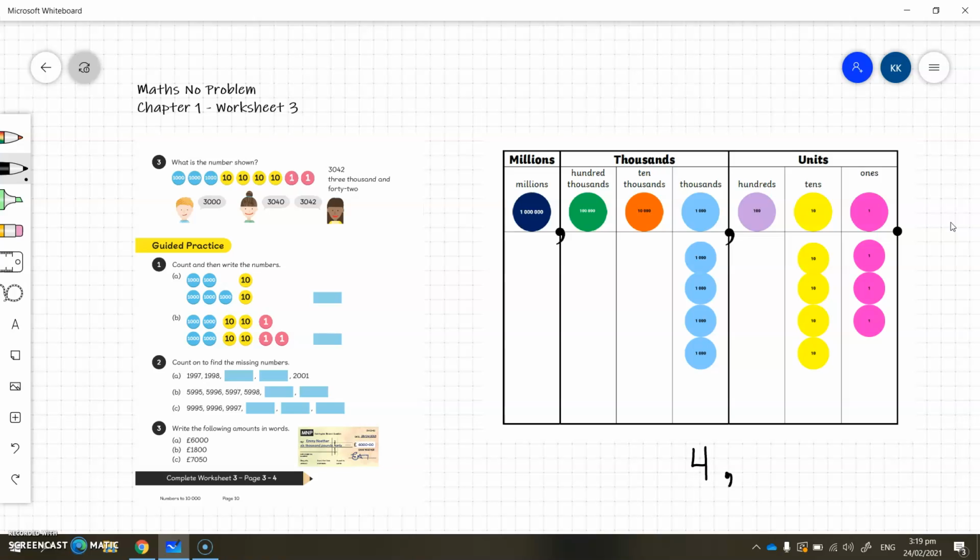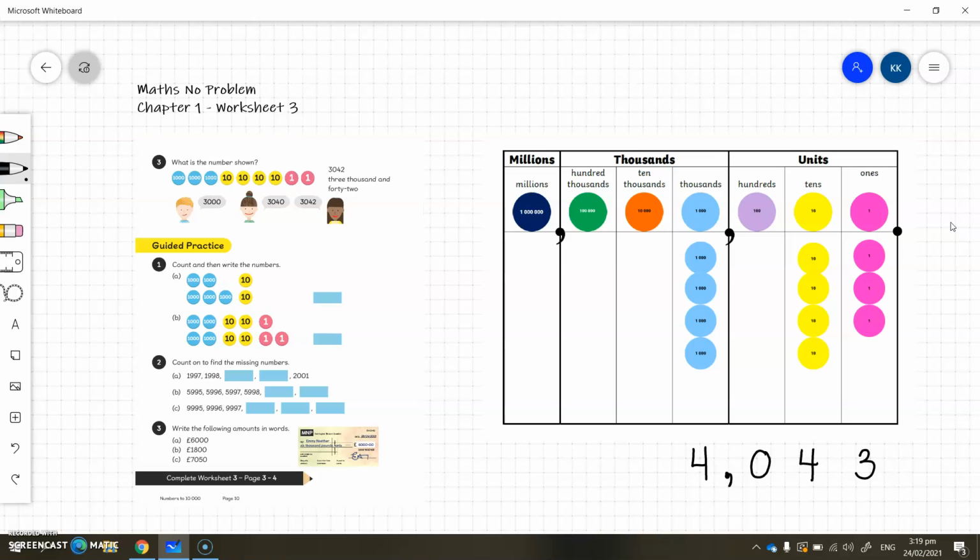I have 0 hundreds discs, and that's important. I need to indicate that with 0, 0 hundreds. I have 1, 2, 3, 4 tens, which I'm going to record as 4 in the tens place. And finally, I have 1, 2, 3 ones, which I'll record in the ones place.